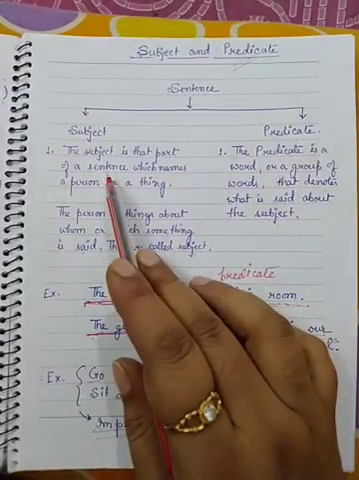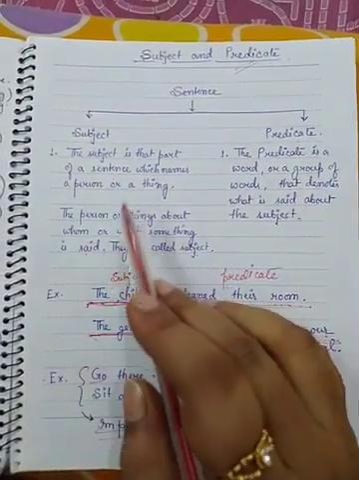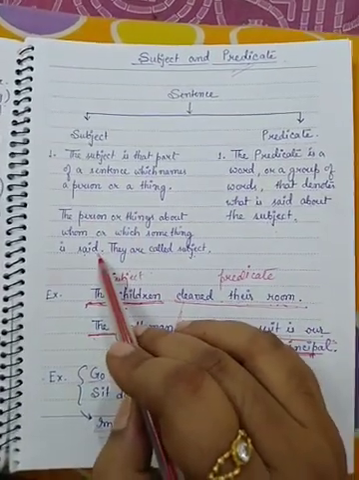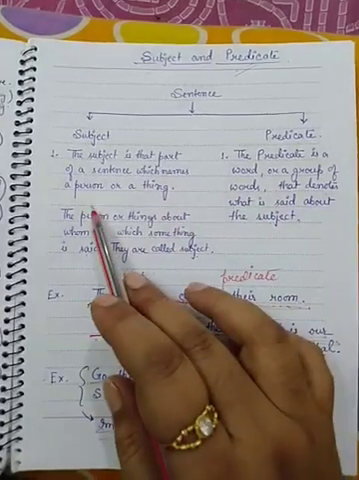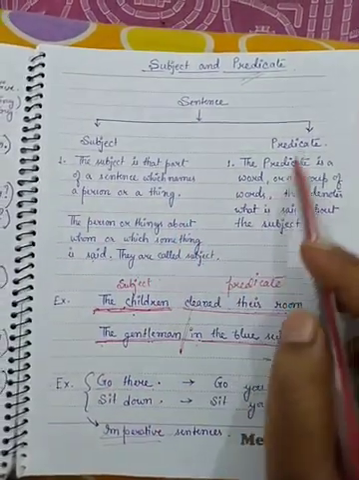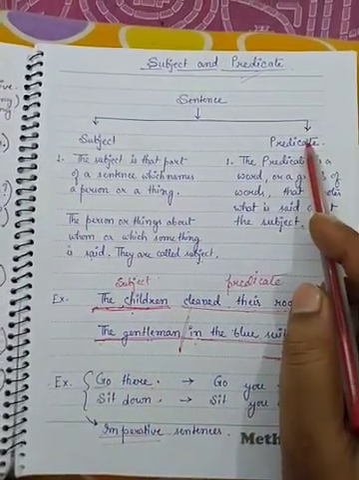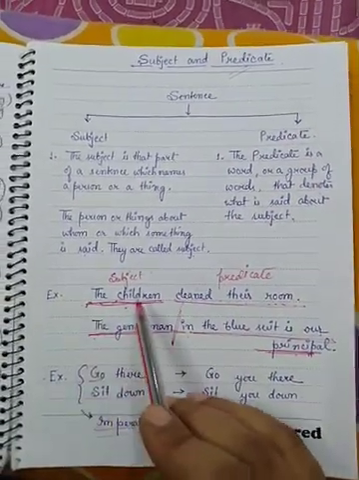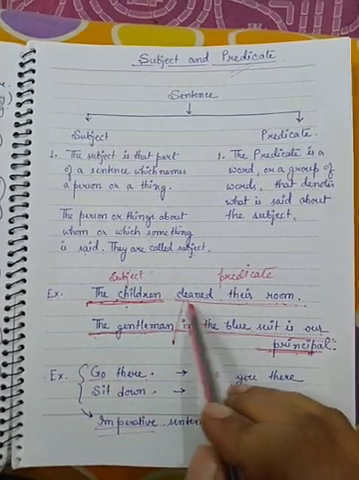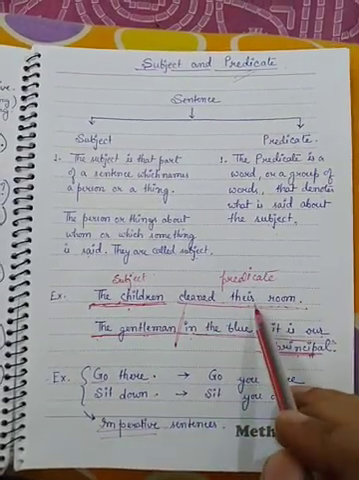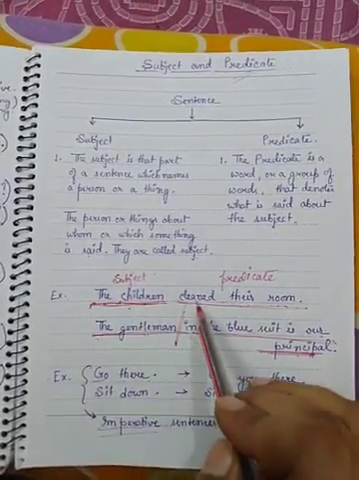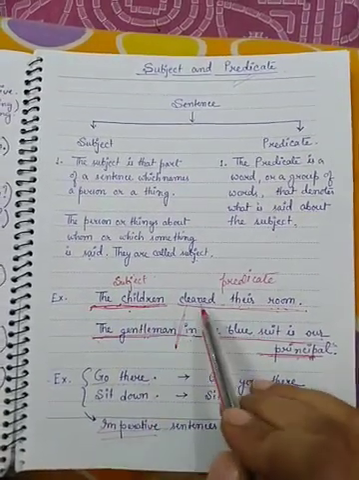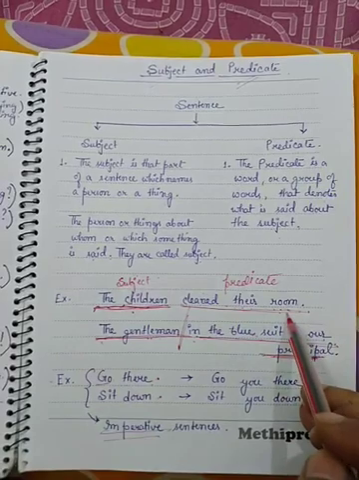So once again I am saying, the subject is the name of a person or a thing about whom something is said, and whatever is said about that person or thing is the predicate. Come to the exercises. Examples. The children cleaned their room. The children cleaned their room.